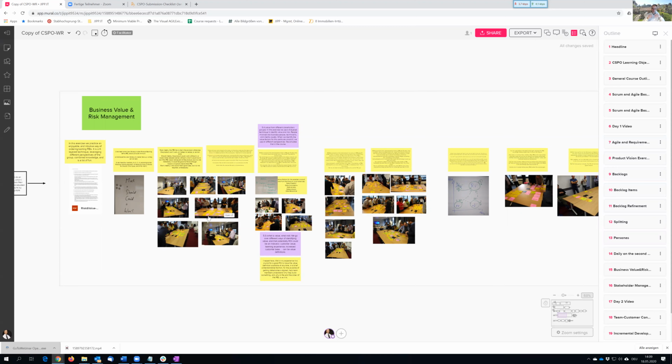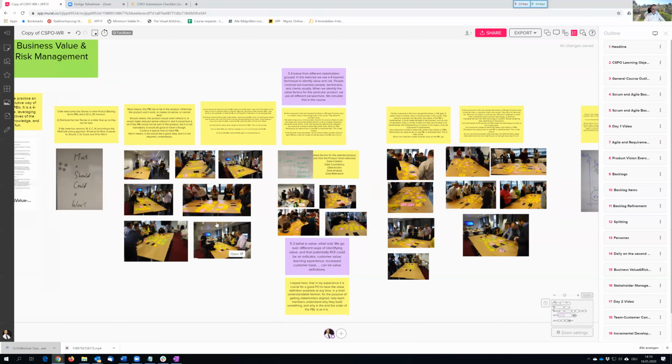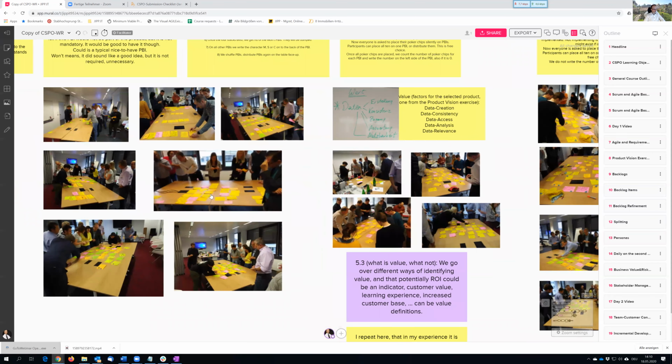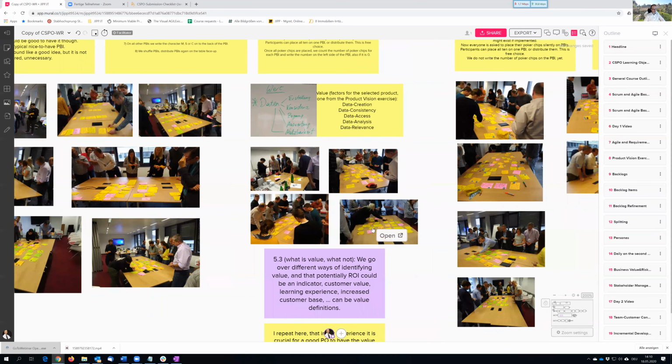We briefly define what value means in our context. Usually in a real world scenario that would be done in workshops, and there would be an outcome with some criteria and factors for identifying value. Here we do it briefly. So, and then they assign their poker chips to some of these product backlog items. They have 10 per person.